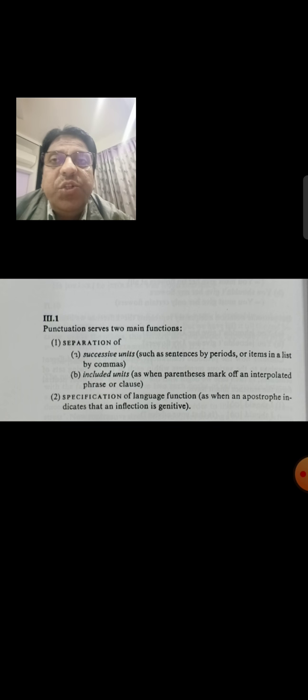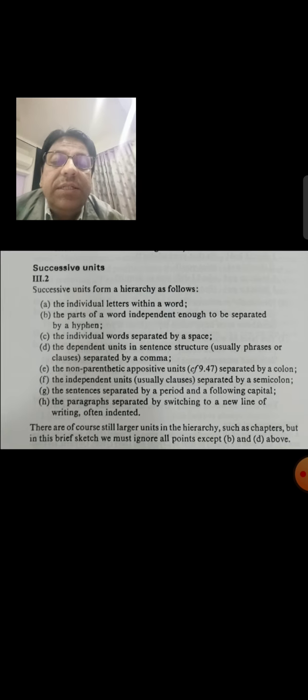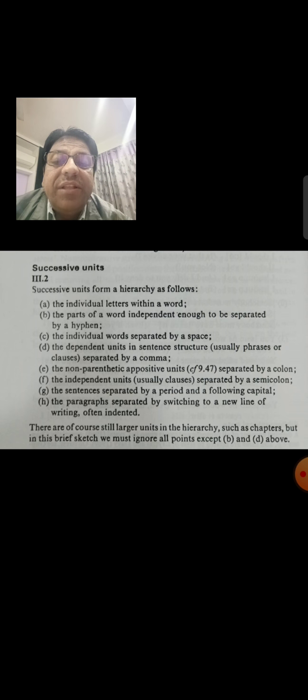So basically, punctuation is used for clarity, and in English, there is a hierarchy of units, as you can see from this page. That is starting from the individual letters within a word. Then there are those letters which are independent enough to be separated by a hyphen. The third is the individual words separated by a space, and the fourth is the dependent units in sentence structures like phrases and clauses which can be separated by commas. And the fifth is the non-parenthetic appositive units.